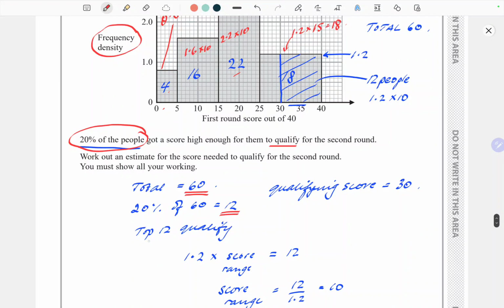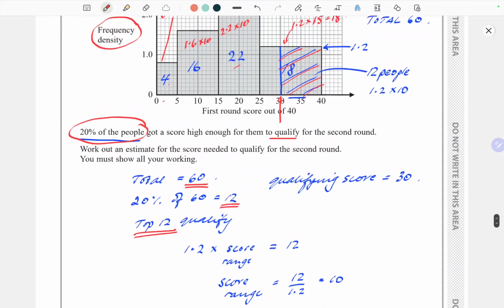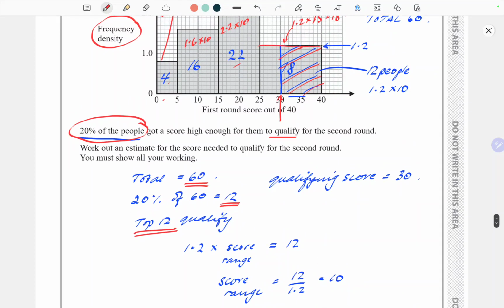We assume it's the top 12. It's not going to be some random 12 in the middle, it's got to be the top 12 that qualified. So the top 12 must be represented by this shading here. We need to work out at what mark we're effectively left with 12 in the upper box. So what I've done is taken that 1.2, which we know is the height of this box.